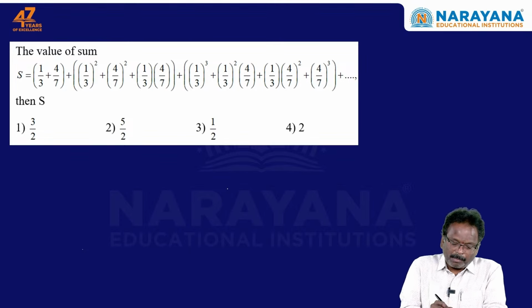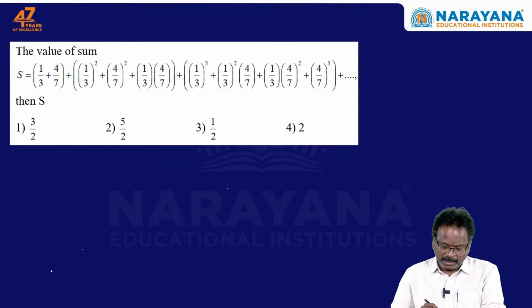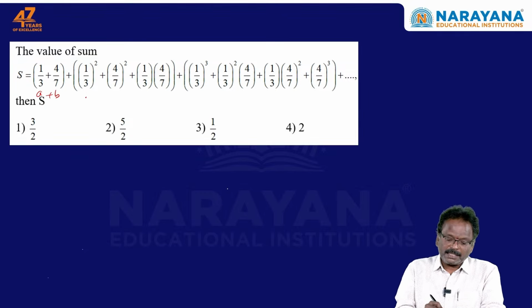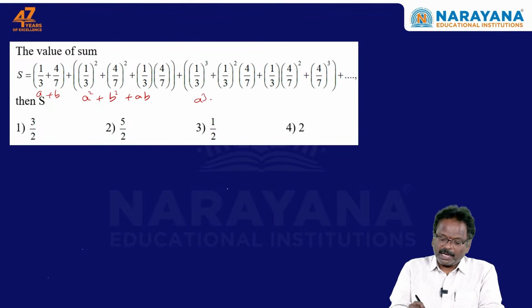This is in the form of a plus b. This is in the form of a square plus b square plus ab. This is in the form of a cube plus b cube plus a square b plus ab square.